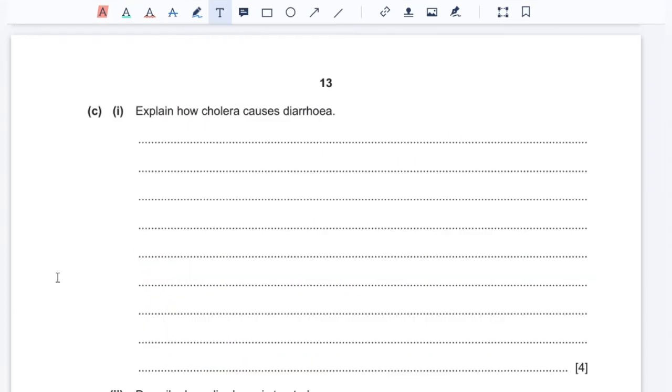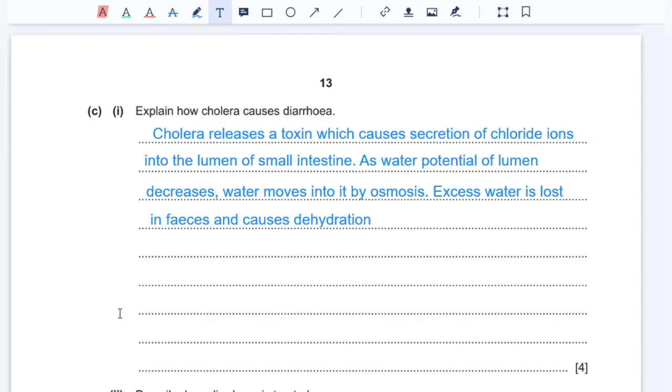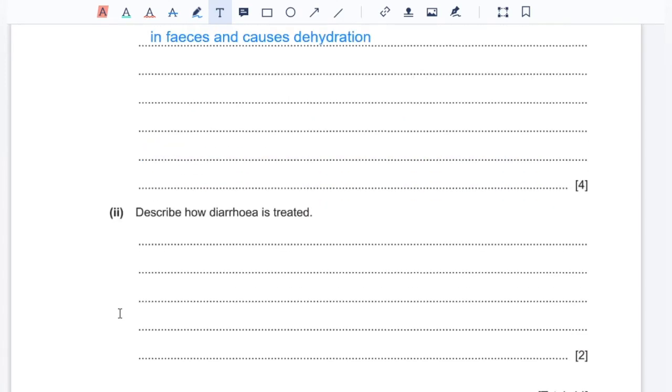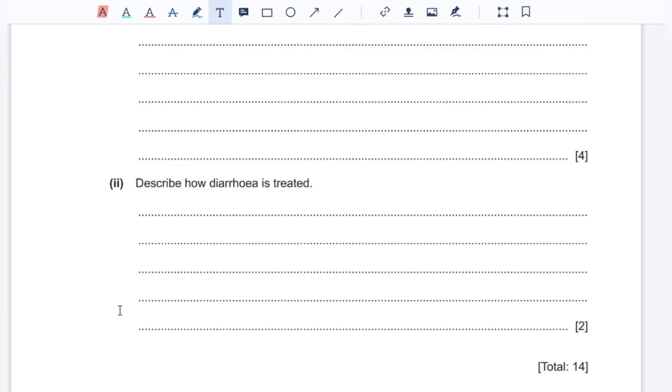The cholera bacterium releases a toxin which leads to the secretion of chloride ions into the lumen of the small intestine. As the concentration of chloride ions in the lumen increases, the water potential of the lumen decreases, and water moves by osmosis into the lumen of the small intestine. This excess water is lost in the feces and causes dehydration. To describe how diarrhea is treated, diarrhea can be treated using oral rehydration therapy by drinking sugar and salt dissolved in water.